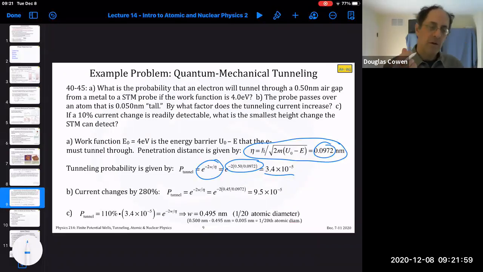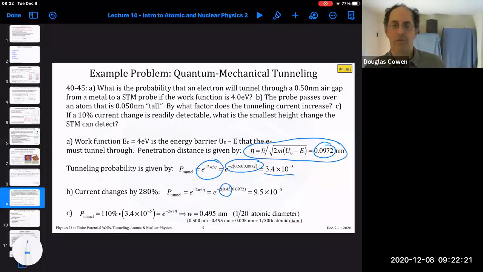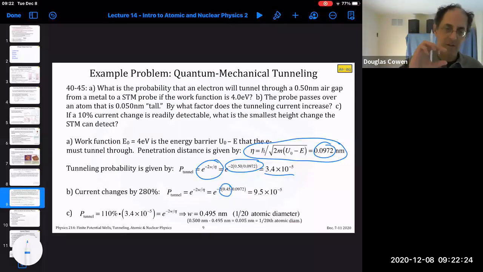Furthermore, if this probe tip goes over a little region that has a bump in it that's 0.05 nanometers high, so this is really tiny we're talking about now, by how much would the current change? And in order to figure that out, we change the distance from 0.50 nanometers to 0.45 nanometers. So we change the distance by just 0.05 nanometers. And if we do that, the probability of tunneling changes from 3.4 to 9.5 times 10 to the minus 5, by nearly a factor of 3.